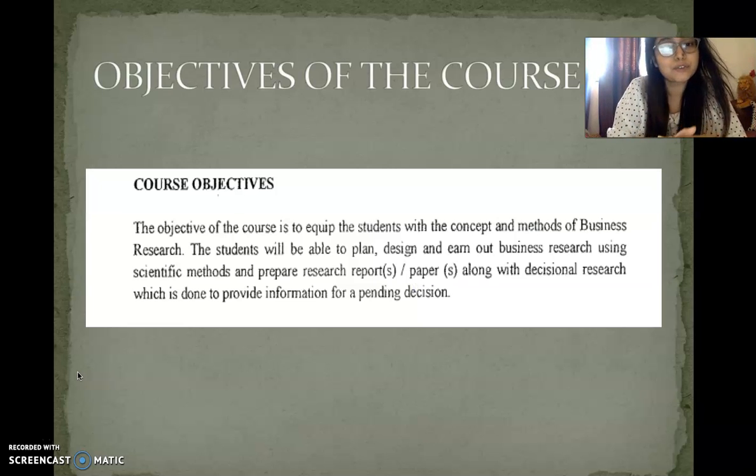The basic objective of this course is to equip the students with the concept and methods of business research. The students will be able to plan, design, and carry out business research using scientific methods and prepare research reports, papers, along with decisional research, which is done to provide information for a pending decision. So, this is basically the objective of this course.